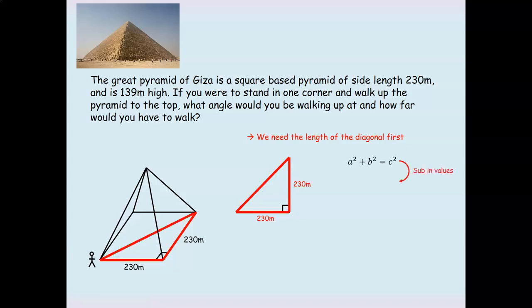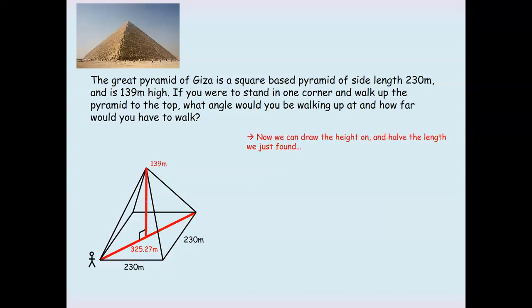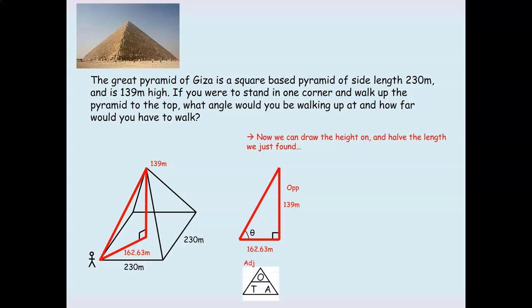I'm going to work out c, substitute in the 230s, square and add, and square root. Again, it's best to keep this as an exact value on your calculator. Now I've got that value, I need just half of it to make this right-angled triangle here. So I divide it by 2. And this is the triangle I'm going to be working with now. I'm asked to find the angle. I've got opposite and adjacent, so I'm using tan. Substitute the values in, and inverse tan. I get 40.5 to 1 decimal place.